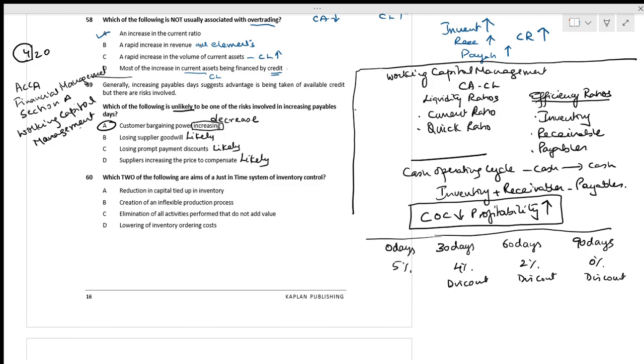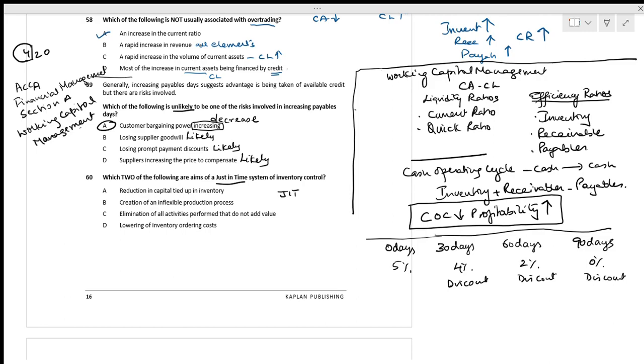Likewise, you have to understand each and every option, and you should have a key basic understanding. Which two of the following are just in time? See, just in time is one of the tools with respect to inventory management, basically in the production process, manufacturing. Just in time means there will not be any wastage of resources, wastage of time. It is very precisely worked.